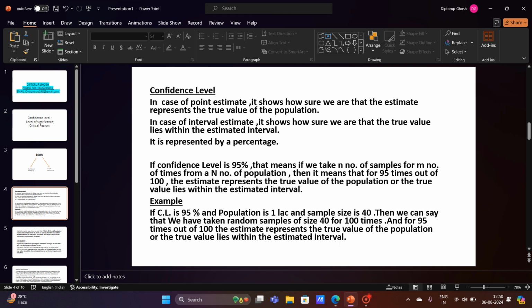So what does the 95% confidence level mean? We have a population, we are drawing a sample of a particular size from that population, and we are drawing the sample 100 times. If the confidence level is 95%, that means out of those 100 times, for 95 times the estimated statistic will actually represent the true value of the population parameter, or the estimated interval will actually contain the true value of the population parameter.